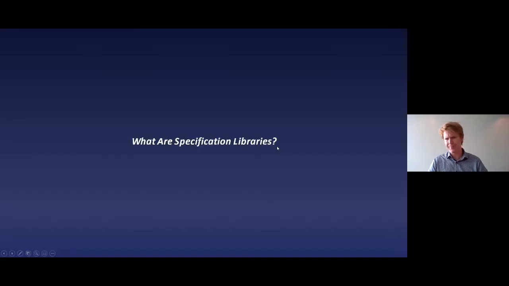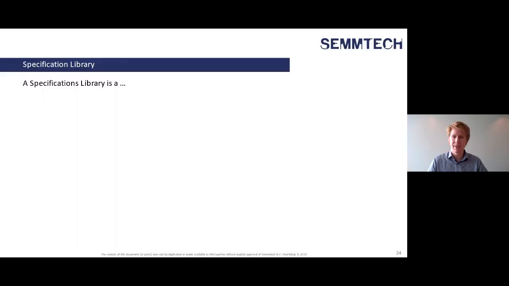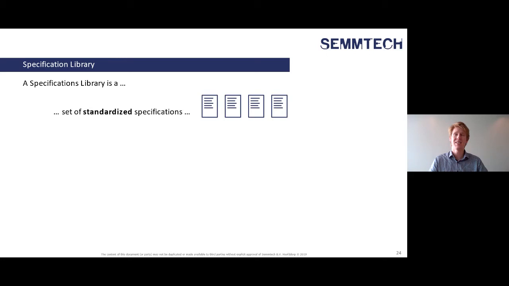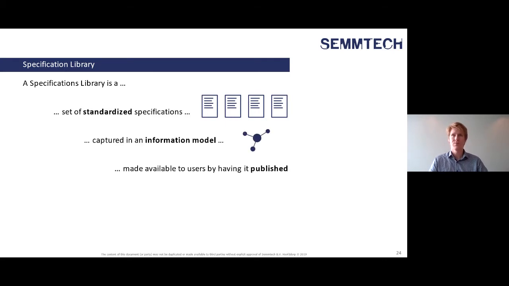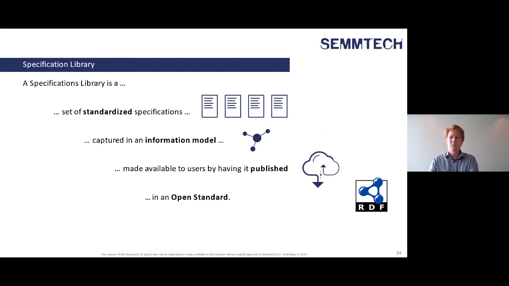Now, what are specification libraries then exactly? Well, a specification library is a set of standardized specifications which are intended to be reused by different users, different projects, etc., captured in an information model, made available to users by having it published in an open standard. This seems a bit clear-cut, but let me try and explain this even further.